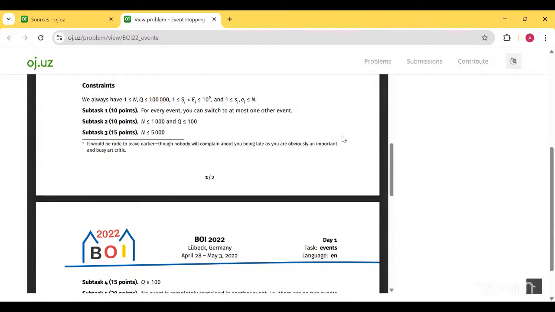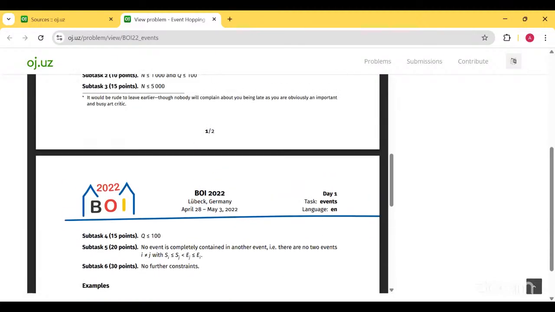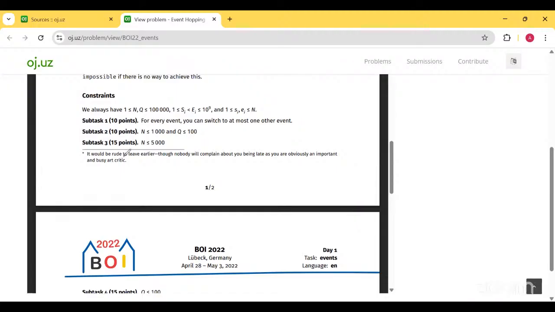I think Saram and Anik got 10 points. So is it the first subtask or second? Second one. Which one did you get? I think the second one is easier, right? Okay. Wait, do you have a problem with your internet connection?